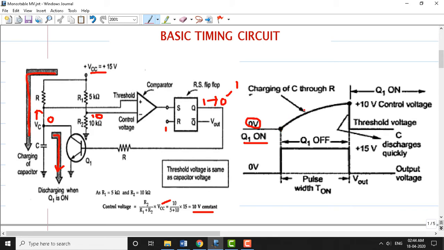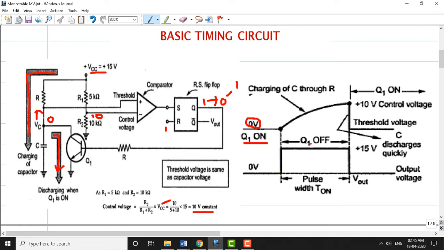Once the capacitor starts charging through the resistance here, we can see that the capacitor is charging and the voltage starts to build up. Once the voltage at the threshold becomes greater than 10 volts, the output of the comparator goes to high level. The Q becomes high and Q bar becomes low.